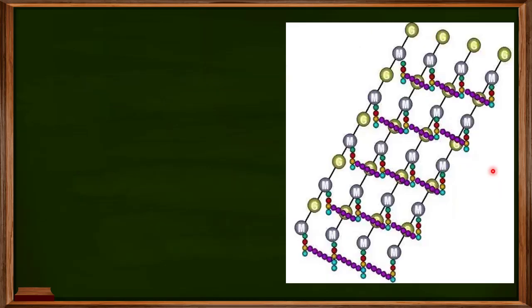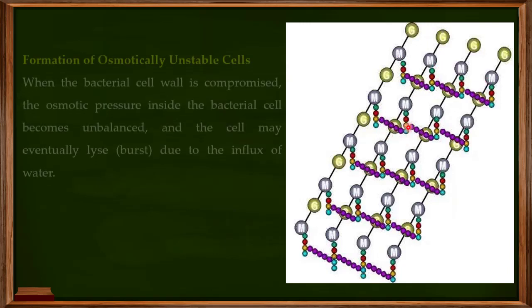Now, this is a very important image. This image is very clear. This is one chain of the NAG and the NAM, and this is another chain, and as you can see over here, these short peptides are intertwining these chains with each other, thereby providing strength and stability to the cell wall.